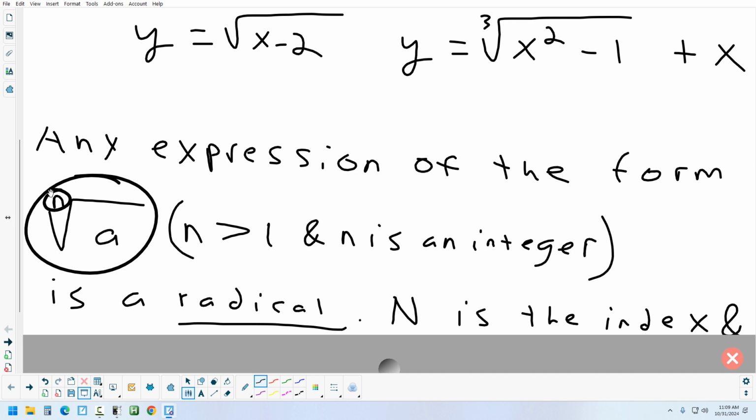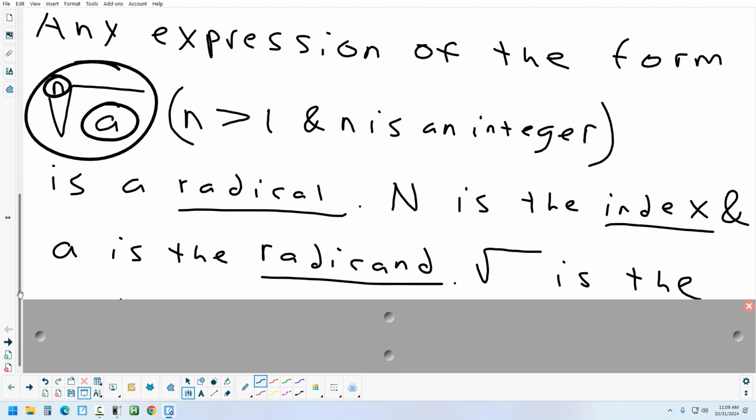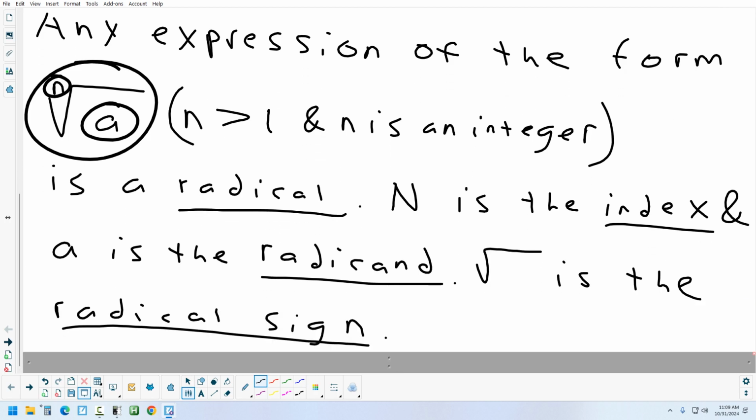It tells you the kind of root that you're working with. The radicand is the part underneath the root. It could have variables, numbers, or a mixture of both. But whatever is underneath the root symbol, that's the radicand. And then the symbol itself, I've been calling it the root symbol, the radical symbol, radical sign. That's just another name for the symbol.